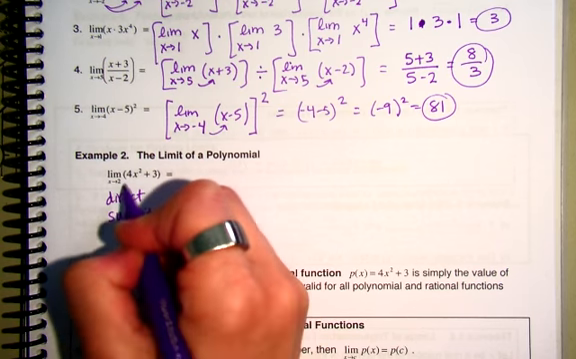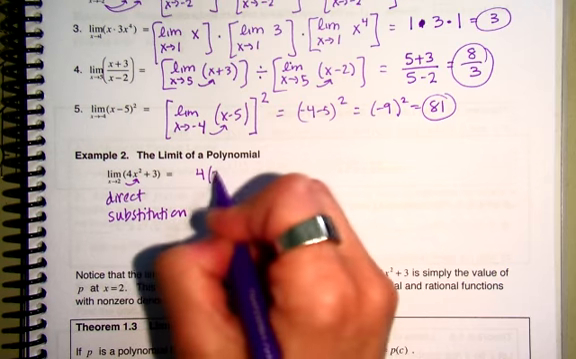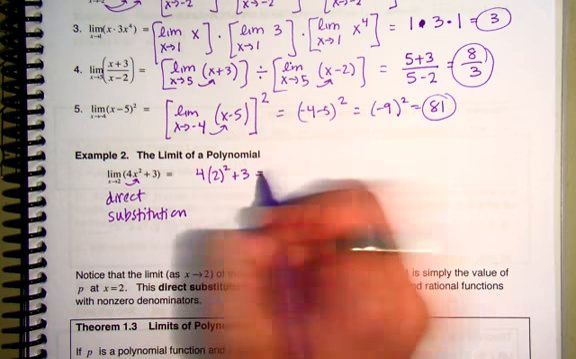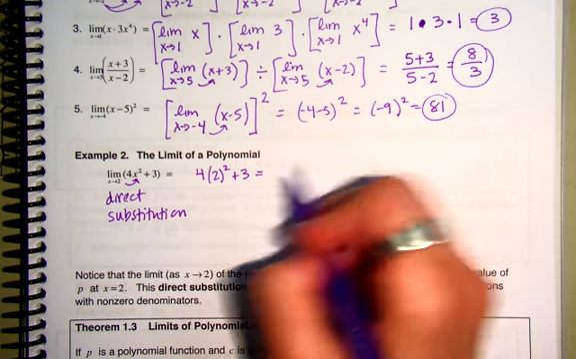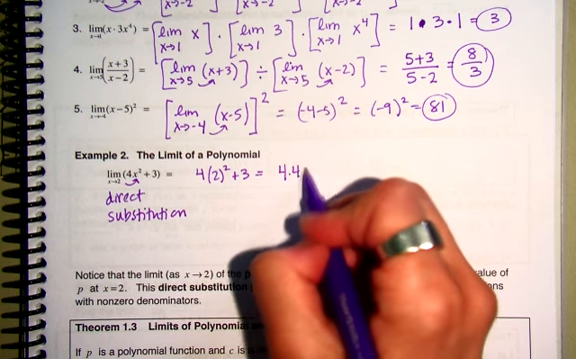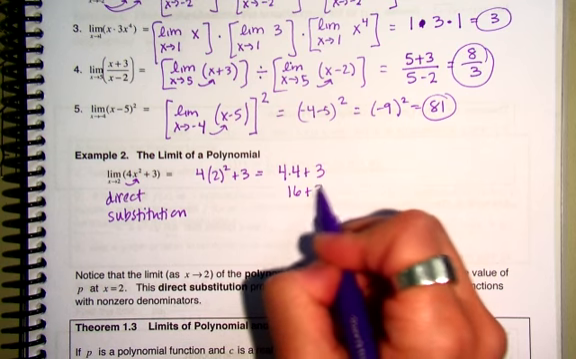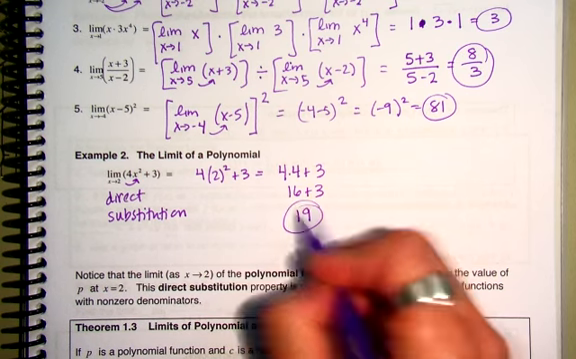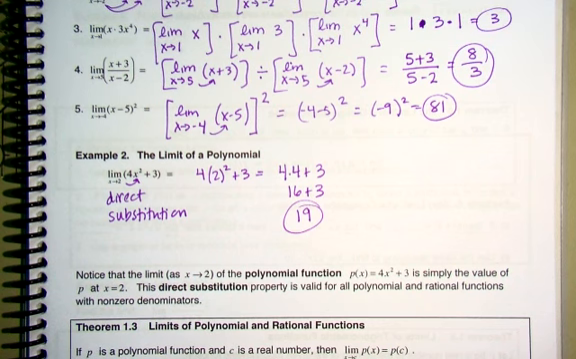Plug that guy in. We'll have 4 times 2 squared plus 3. And again, we'll just get, what did you guys get? 19? Perfect. Okay, so again, I could split this up into 4 times the limit of x squared, and then the limit plus 3, that whole thing. But again, we can just say that for polynomials, we can just do direct substitution, okay?